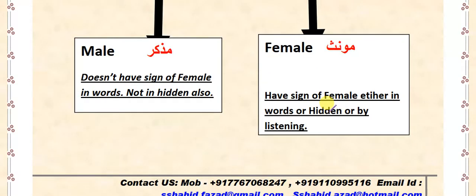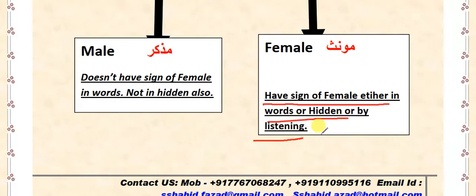How do we say that any ism is male or any ism is female? How can we say that? There is a definition for an ism being female. A word has three kinds: ism, fail and harf. So we say that an ism having a sign of female, either in its word, or hidden, or by listening, is muannas.